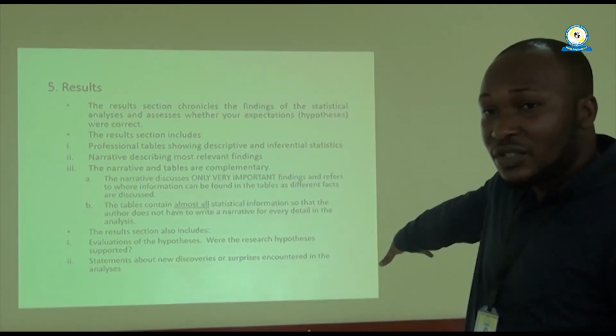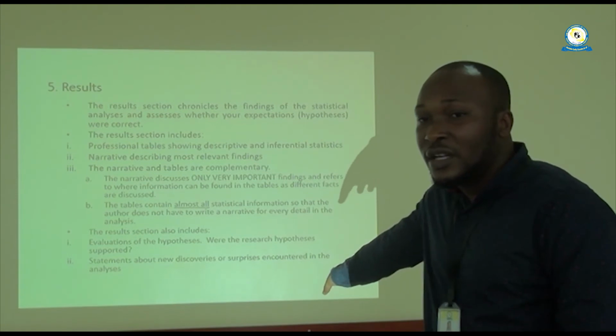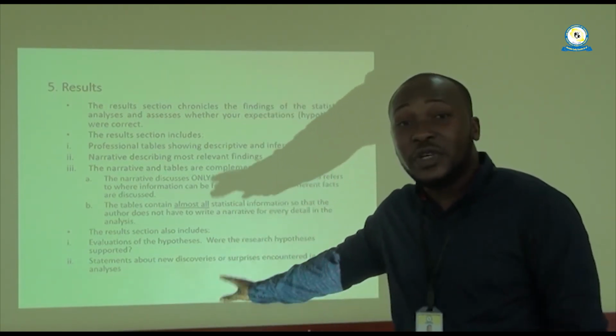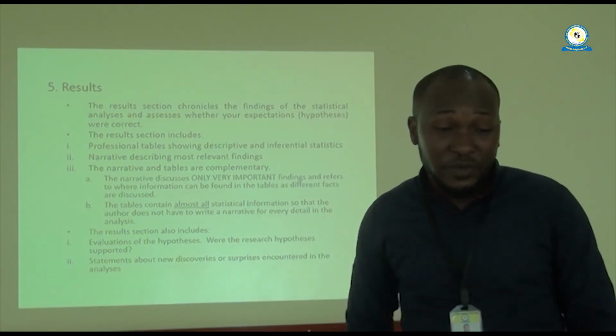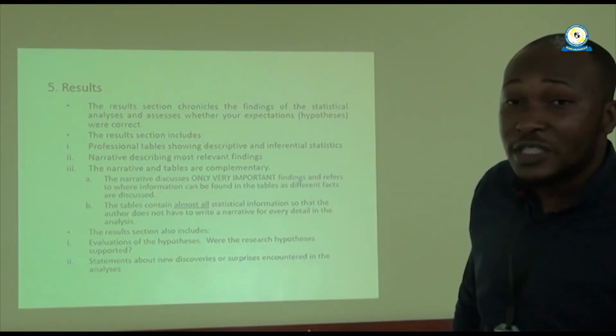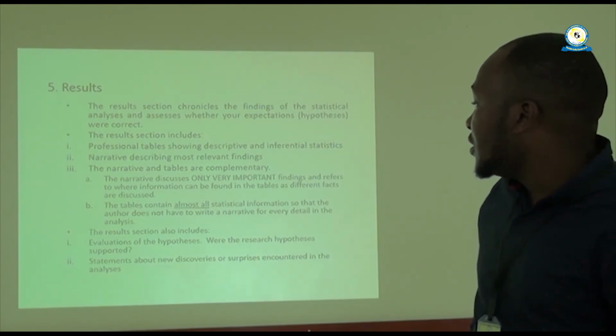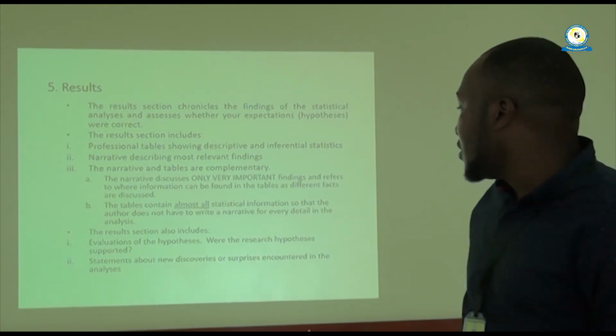So the results section also includes evaluation of your processes, where the research process is supported. Here is where you show your result from testing your hypothesis, if you used a test for normal distribution, something like that. Statement about the new discoveries.